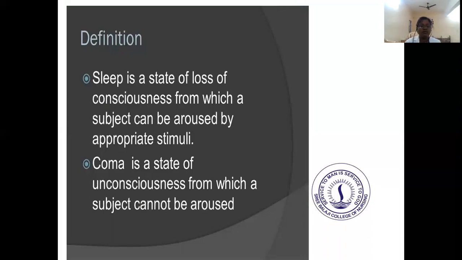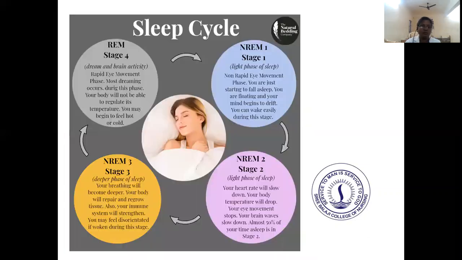Sleep is a state of loss of consciousness from which the subject can be aroused by appropriate stimuli. We can give the appropriate stimuli and make the person conscious. Coma: we should also know the difference between sleep and coma. In sleep, we can give appropriate stimuli and make the person conscious, and coma is a state of unconsciousness from which a subject cannot be aroused.